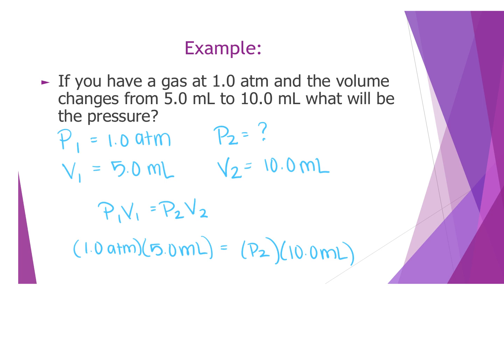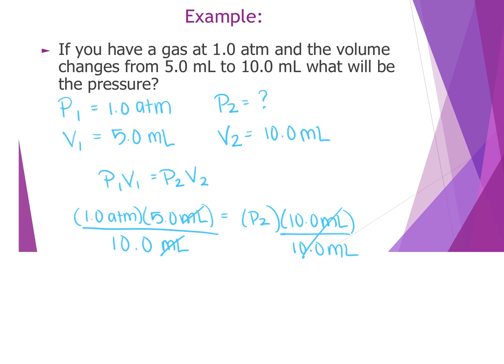Okay, so now we have to solve for P2. How do we get P2 by itself? Good. So I'm going to divide both sides by 10 milliliters. Okay, if you look at your units, do you see how milliliters have canceled? Okay. Now what's 5 divided by 10? 0.5. Right. 5 over 10 is half. So 0.5. If you look at units, milliliters canceled.